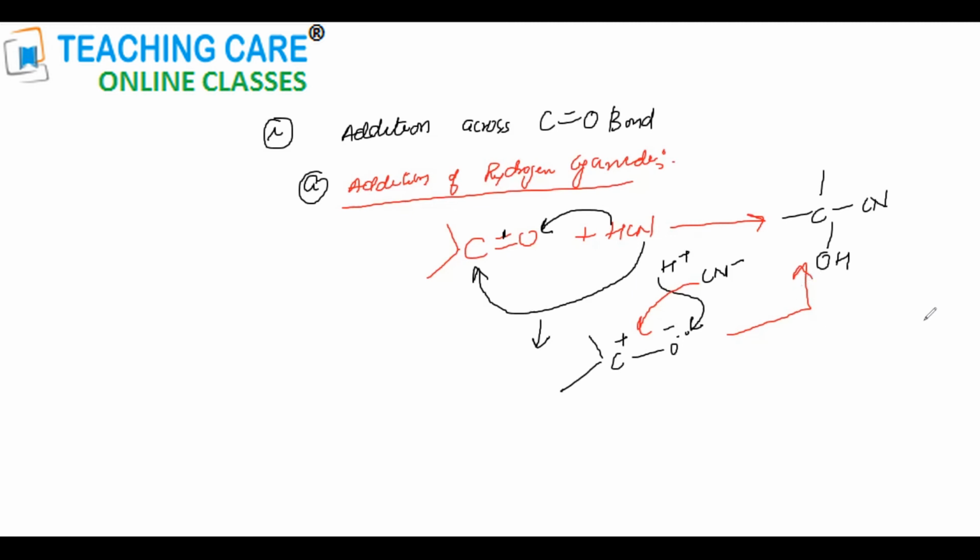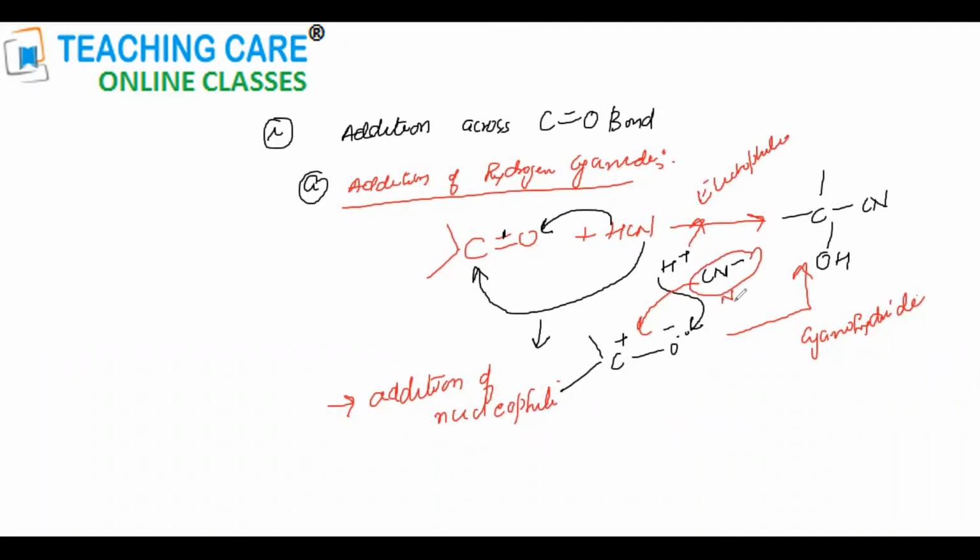So this is known as cyanohydrin. This reaction proceeds with addition of nucleophile. The reaction proceeds with addition of nucleophile because it is the slow process. HCN is your electrophile and CN minus is a nucleophile because it is nucleus loving.